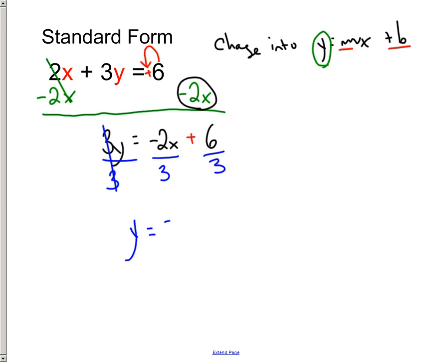Negative 2/3 x, that doesn't divide into anything nice. It's a repeating decimal, so we'll just leave it as negative 2/3 x. And 6 divided by 3 is positive 2. So there you have it. We've got the slope right here, and we've got the intercept right here. So slope-intercept form, the y is all by itself.